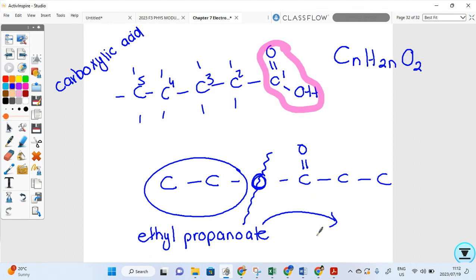Now, what is the easiest positional isomer for ethyl propanoate? Yes. You just literally swap these two around. You're going to go propyl ethanoate. You just move the C's.